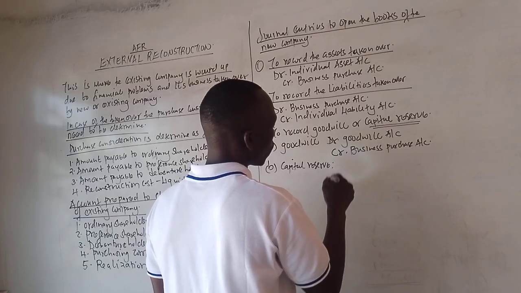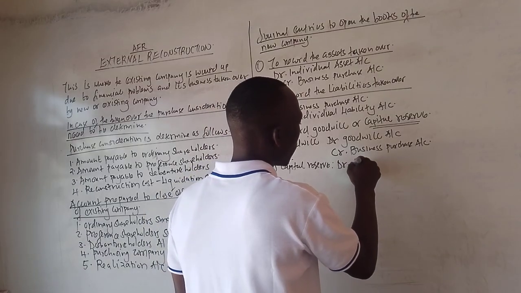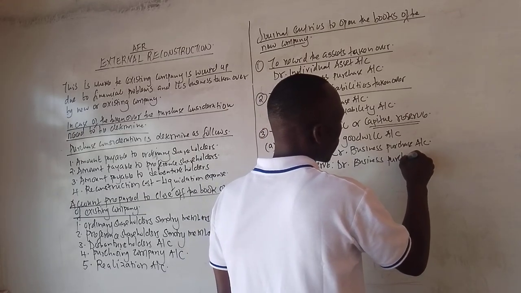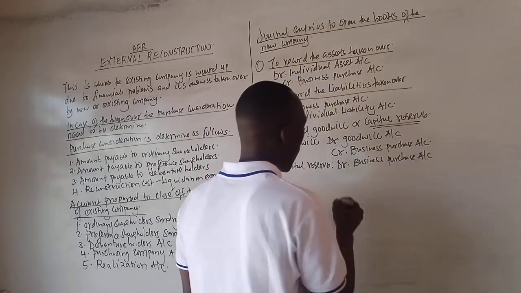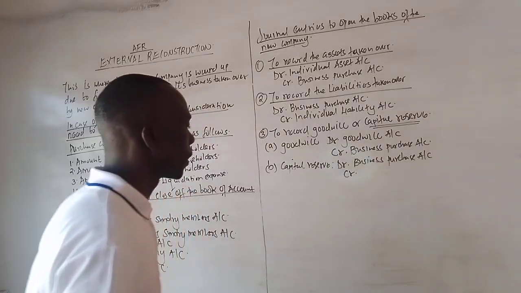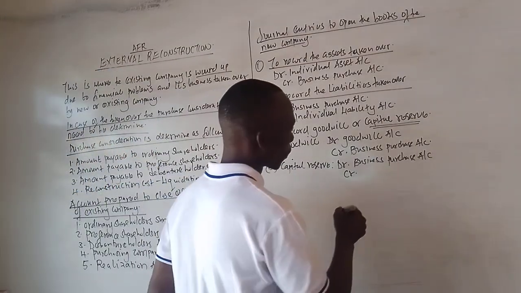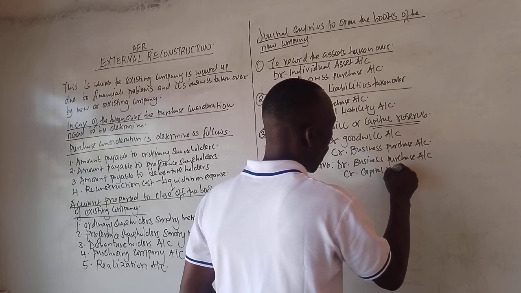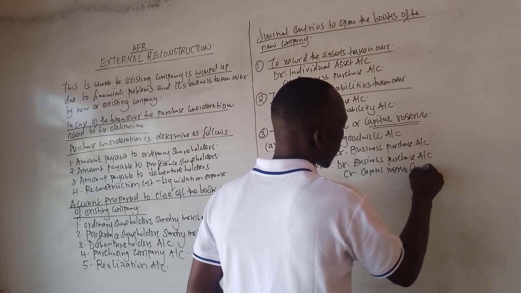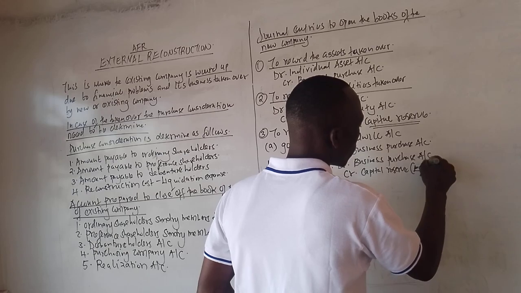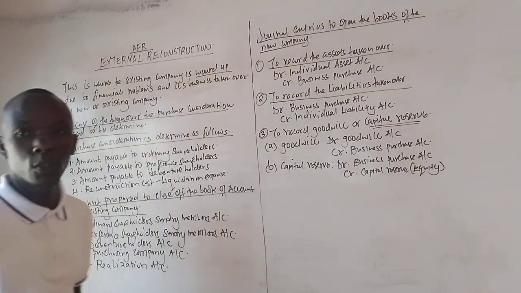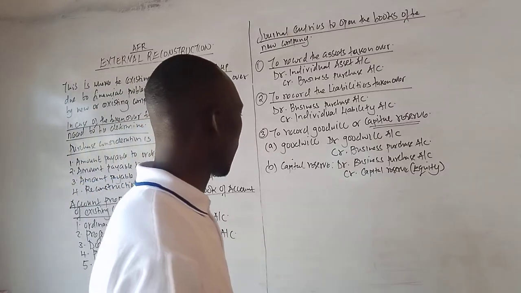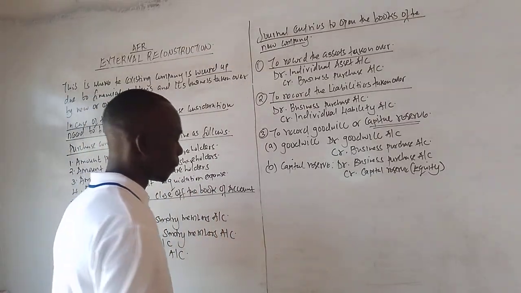Then for the case of the negative goodwill, or what we call the capital reserve, you are going to do what? You will debit the business purchase account as you credit what? In this case, you are going to credit what we call the capital reserve. And this capital reserve is an equity item.